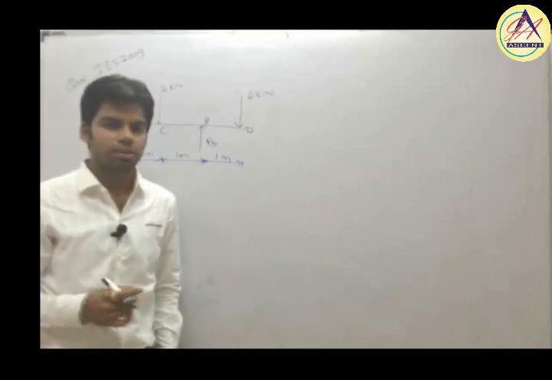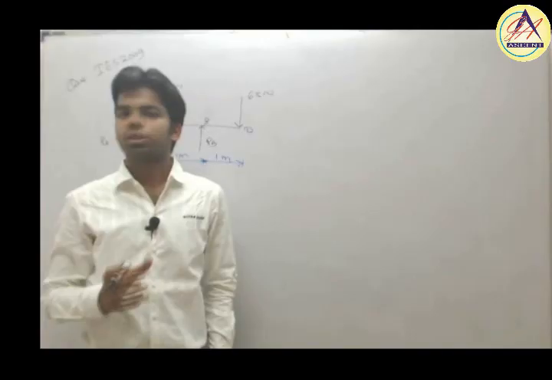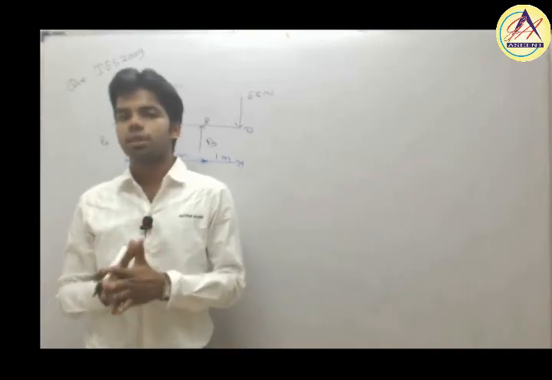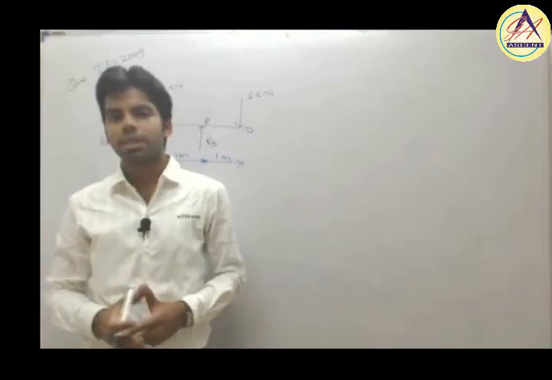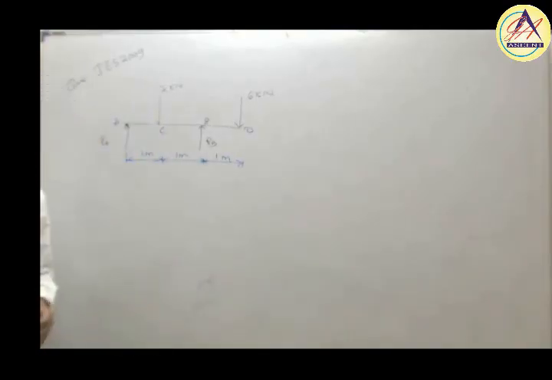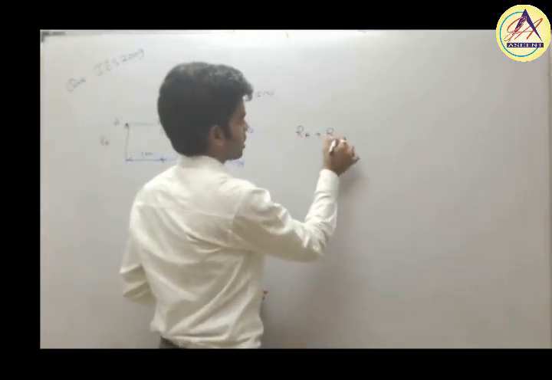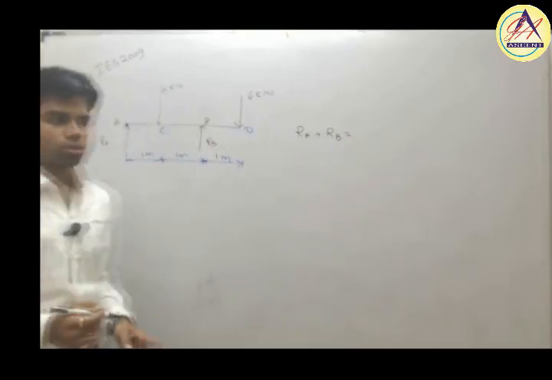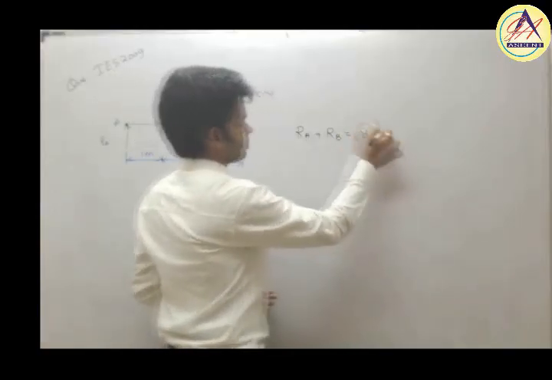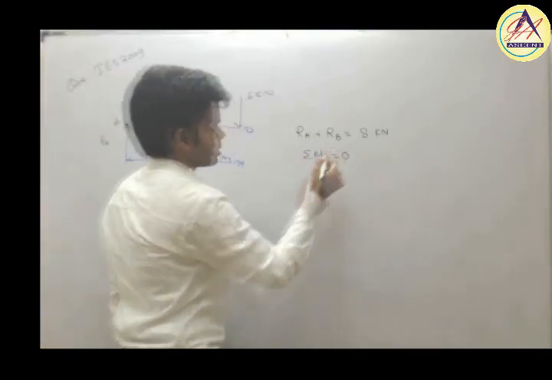In order to determine the position of maximum bending moment, first we will have to draw the shear force diagram, because the point where shear force is 0, at that point we will have the maximum bending moment. So in order to draw the shear force diagram, first of all let us determine the reactions. How can we determine the reaction? First, summation of Fy equal to 0, so RA plus RB will be equal to 8 kilonewton. First thing. Now take moment about A as 0.